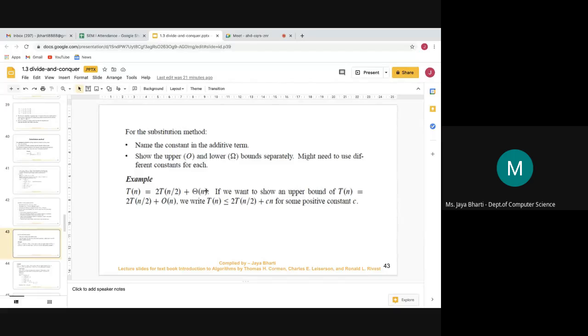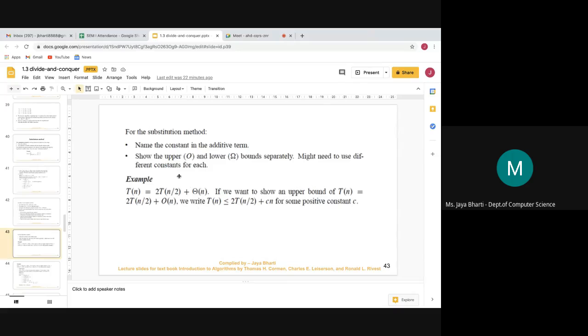So you will write T(n) less than or equal, because our T(n) will be smaller, we already have the upper bound. So whatever computed time complexity we get will be less than that upper bound. So that's why we will write it like T(n) is less than or equal to 2T(n/2) plus Cn for some positive constant C. So now, if you are not able to guess the solution, then you can guess the upper bound and the lower bound.